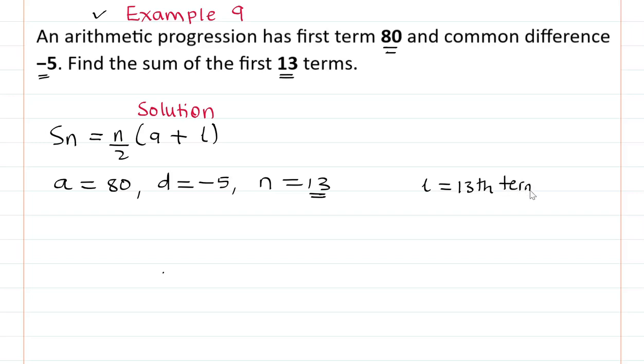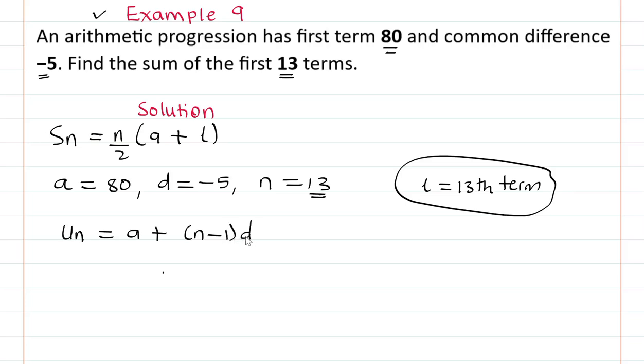And you know how to find the nth term of an AP, which we did in the previous set of videos. So the formula for getting the nth term is U_n equals the first term A plus n minus 1 times the common difference D. Now our nth term here is the 13th term, which is our last term. So our last term L is going to be the first term 80 plus n, which is 13, minus 1 times the common difference -5.